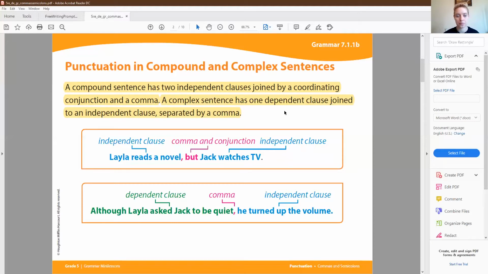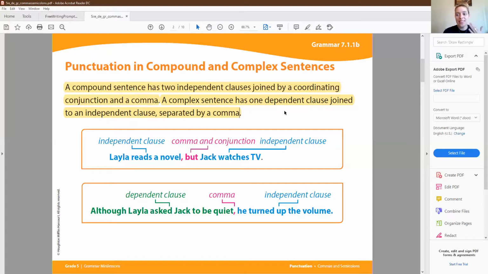And then we have a complex sentence, which has one dependent clause joined to an independent clause, separated by a comma. Okay? So a compound has two independent clauses, so two things that can stand alone, but a complex has one independent clause and one dependent clause. Okay? We already know independent can stand alone, but if something is considered a dependent clause, all of you guys are considered dependents because you depend on your parents, okay?